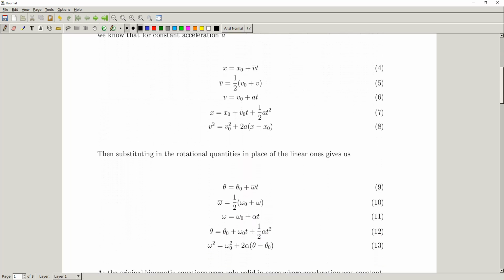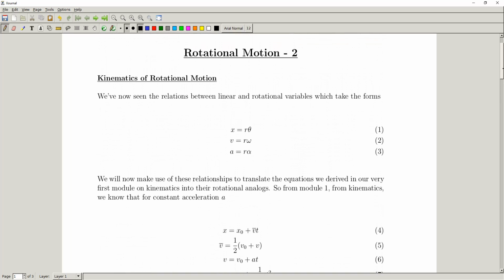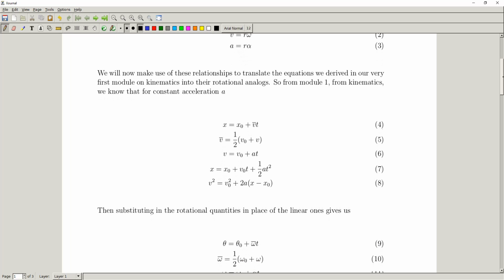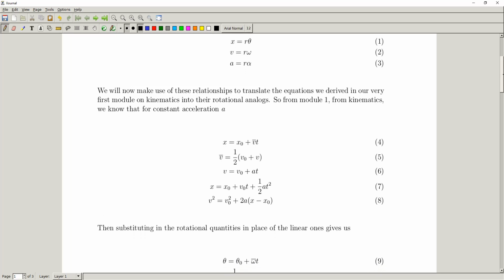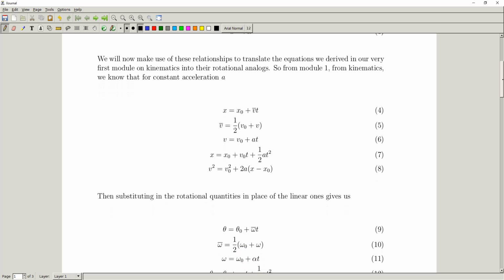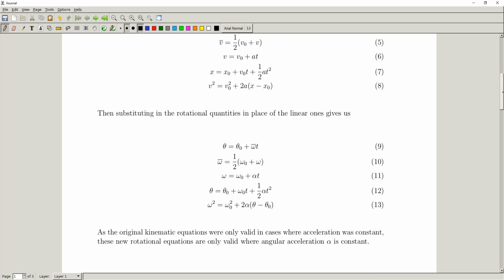Okay, and so let's remember what kinematics means. In kinematics, we're interested in the motion of objects without being concerned about the forces that are causing that motion, right? So we're only interested in the motion itself. And as I just mentioned, we can take these same equations that we generated in the linear kinematics case and generate these equations that we see down here, equations 9 through 13, in the language of rotational variables, right?